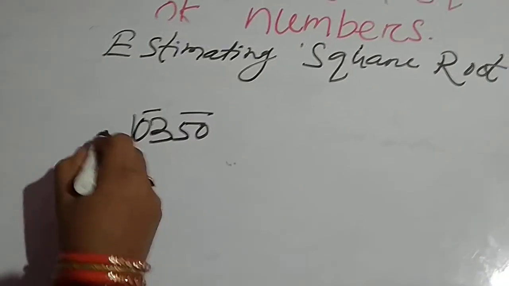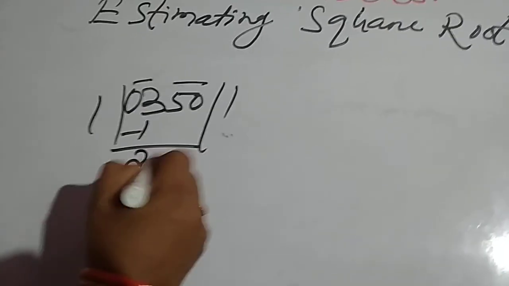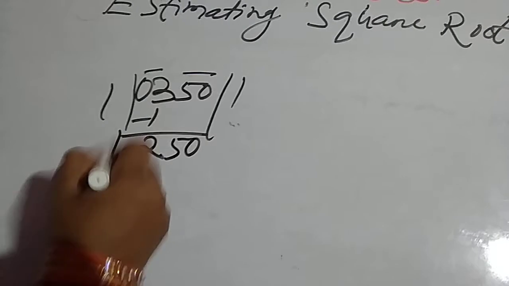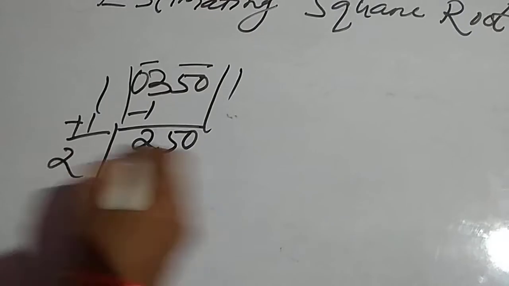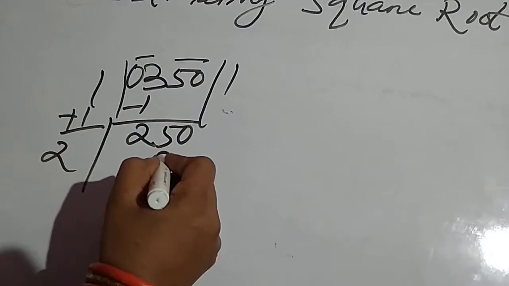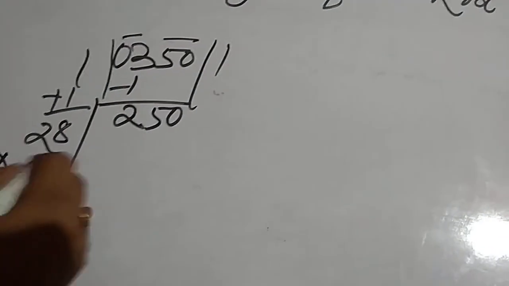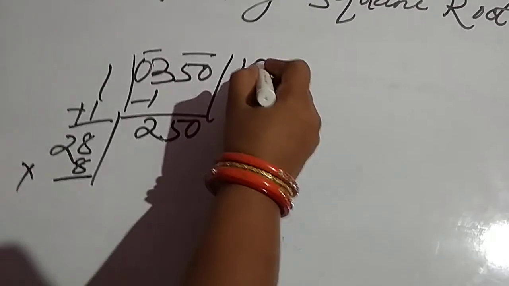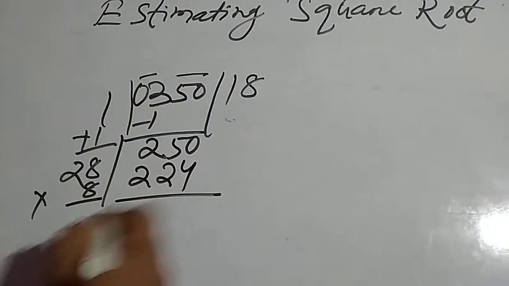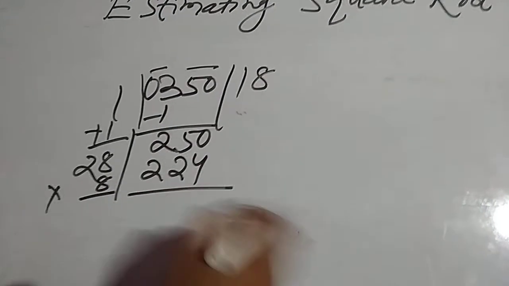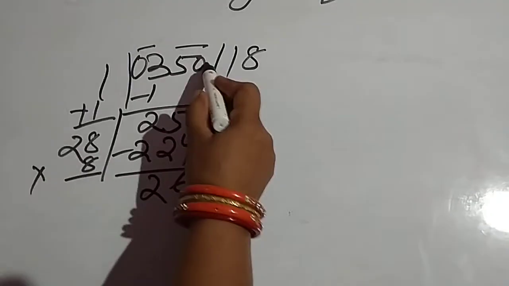Okay. 3. So first we put 1. 1 square equal to 1. So 3 minus 1 equal to 2. Again we take the bar 250. Say 1 plus 1 equal to 2. So here 0. So which digit do we multiply? Nearer to 250, we count. Okay. So 8. 28 into 8 equal to 224, we put 8. So again we subtract, 26. Then there is nothing, another bar.